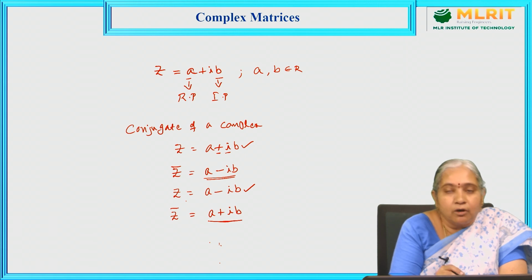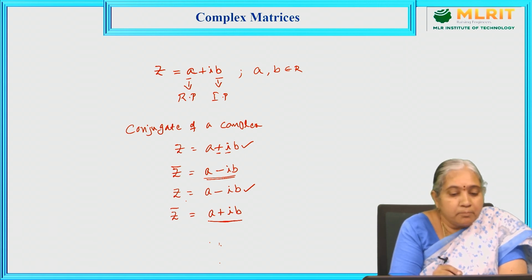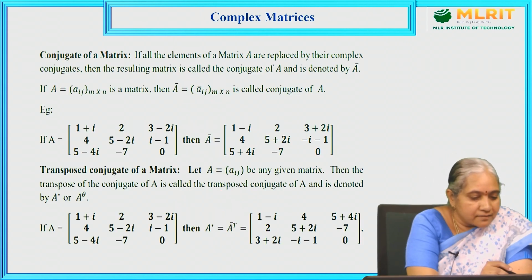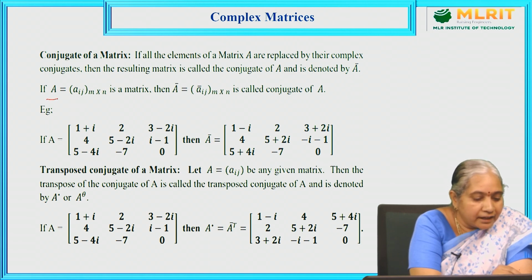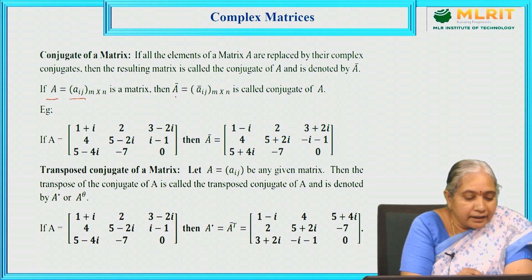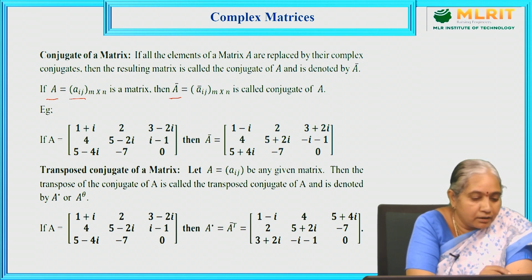Now coming to complex matrix, a matrix that contains complex numbers in any row or column is called a complex matrix. Now this is the conjugate of a matrix. Suppose the matrix A equal to Aij of order m by n, and A conjugate, that is, we write all the elements of the matrix A as their conjugate elements, is called the conjugate of the matrix.